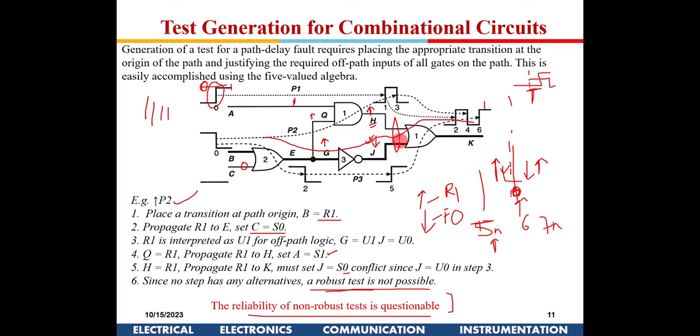If that is passed, and this test is passed too, then I can say it is fine. But if this is also non-robust, then it becomes a problem. Reliability goes down.